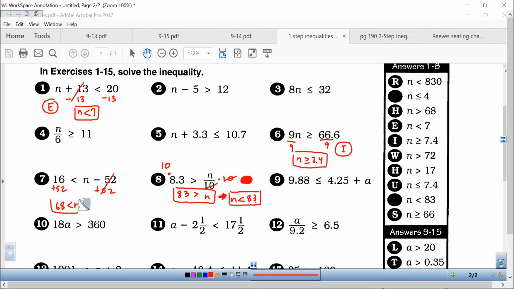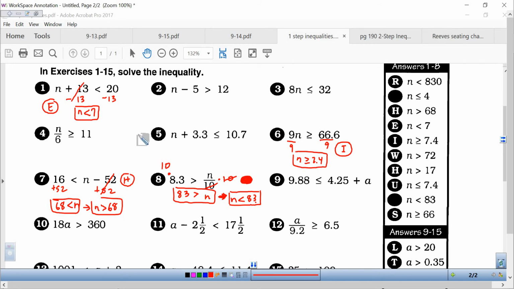But again, just like last time, since all of our answers start with n, we need to flip this inequality around. If 68 is smaller than all of the answers, then all of the solutions must be bigger than 68. See how that works? Move everything around and flip the sign. So n becomes first, 68 becomes last, and the less than changes to a greater than. N is greater than 68. Right there is H.